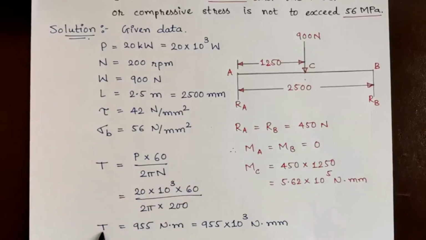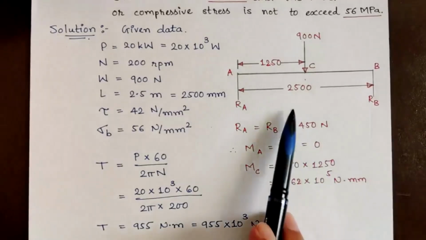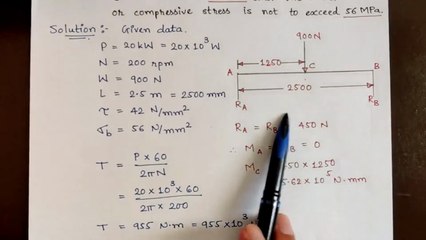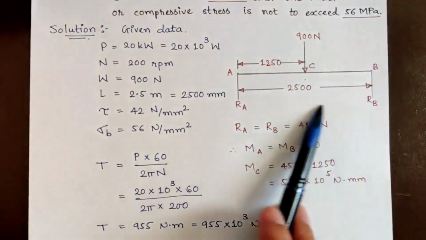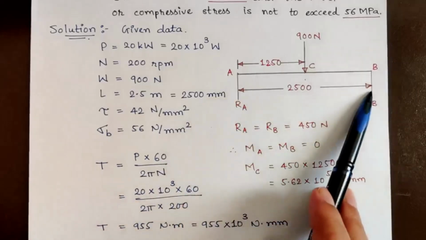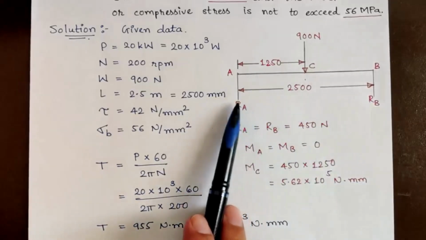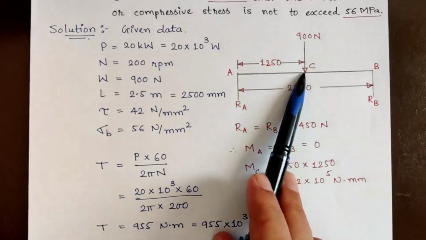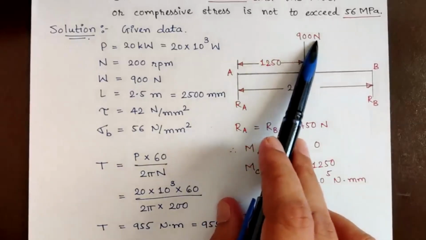So we will get torque is equal to 955 into 10 to the power 3 Newton into mm. Now to find out the bending moment, we have to assume this as a support reaction problem. Now here at point A and at point B, we are having two supports, RA and RB. Only one load is acting at the midpoint of total length, that is 900 Newton.